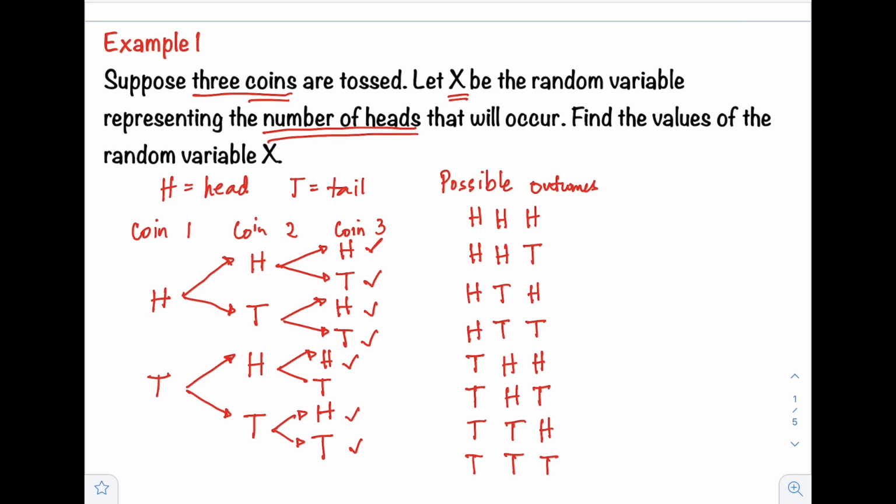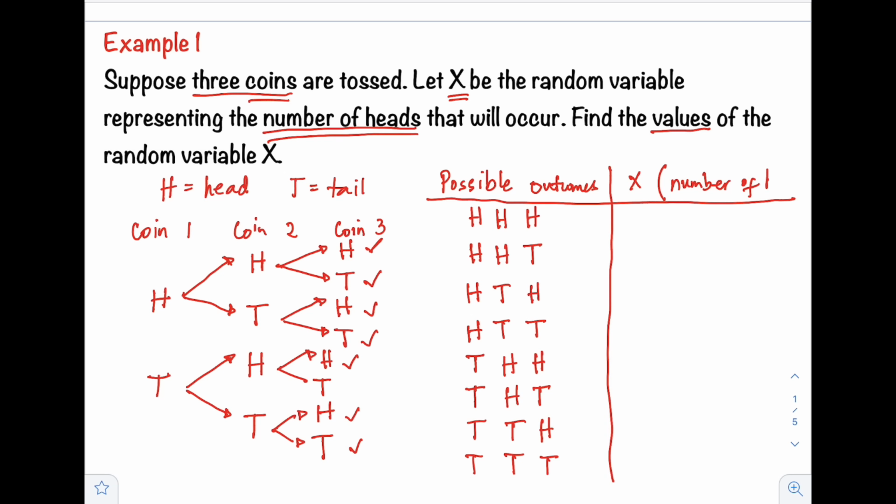Okay? So after natin ma-list down our all possible outcomes, pwede na natin ngayon guys makuha yung values ng ating random variable x. Kung saan, ang ating variable x is yung number of heads. Okay?